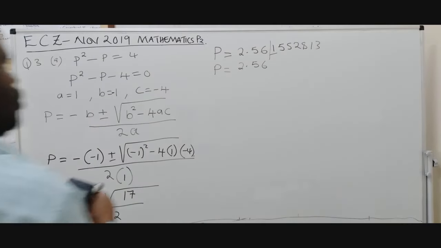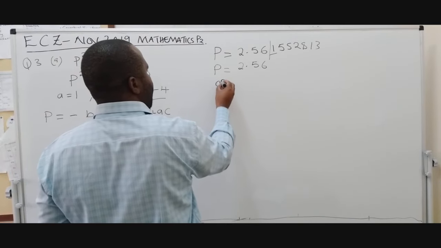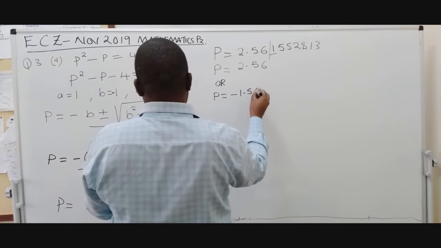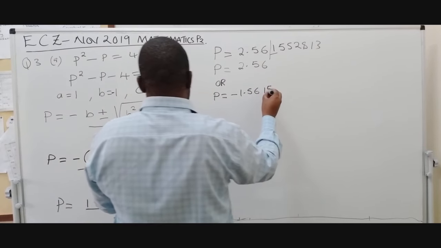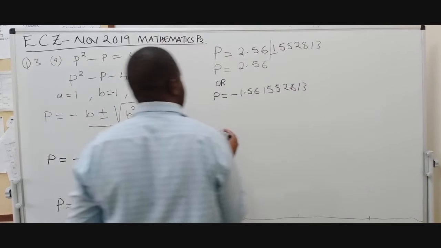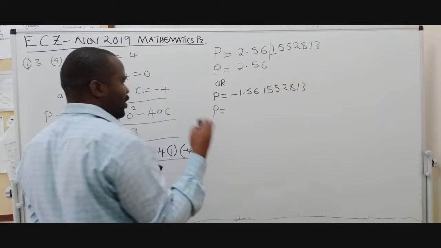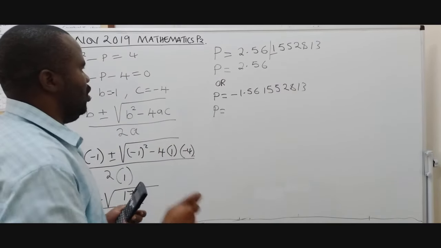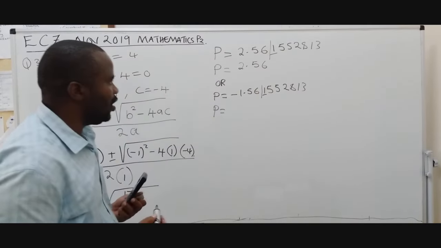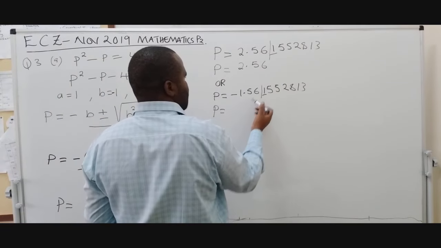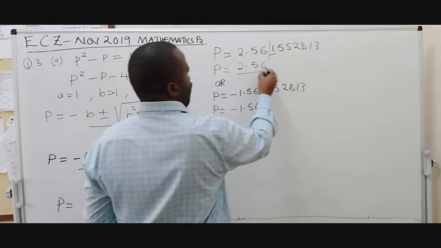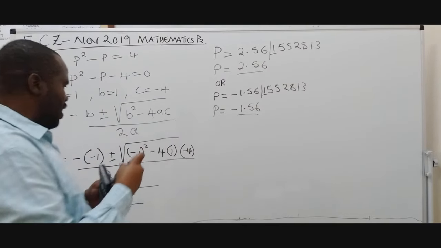So P is equal to negative 1.56152813. Then you say P is equal to, again, 2 decimal places. After the point, you count 2 digits, 1, 2, cut here and consider this one as 0 because it's less than 5. 0 plus 6 to be 6. Negative 1.56. So these are the values of P, and you get your 5 marks.